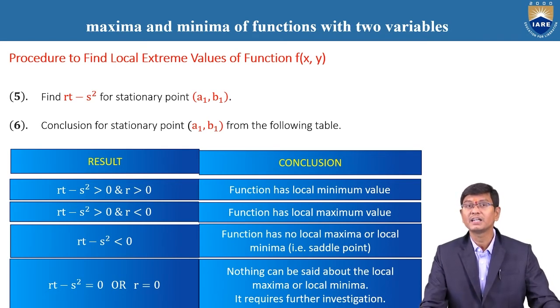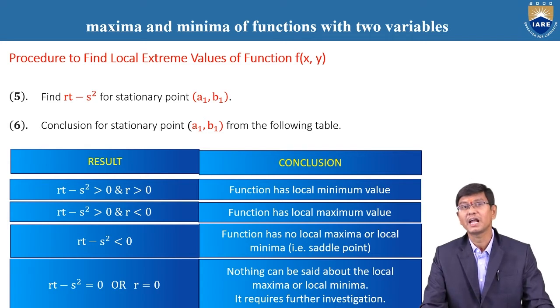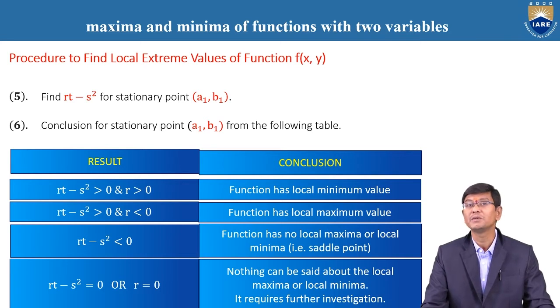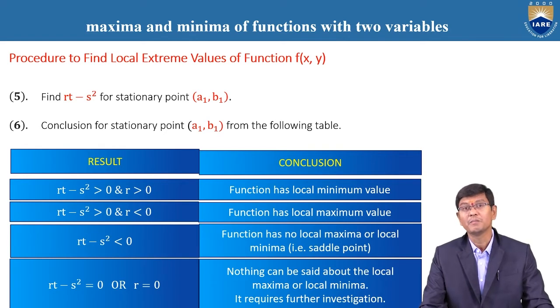And again, after finding these at each stationary point, we need to calculate rt minus s². If rt minus s² is greater than 0 and r is greater than 0, the function has a minimum value. If rt minus s² is greater than 0 and r is less than 0, the function has a local maximum value. If rt minus s² is less than 0, the function has a saddle point, neither a local maximum nor a minimum. And if rt minus s² is equal to 0 or r is equal to 0, further investigation is required. This is the procedure involved in that function.